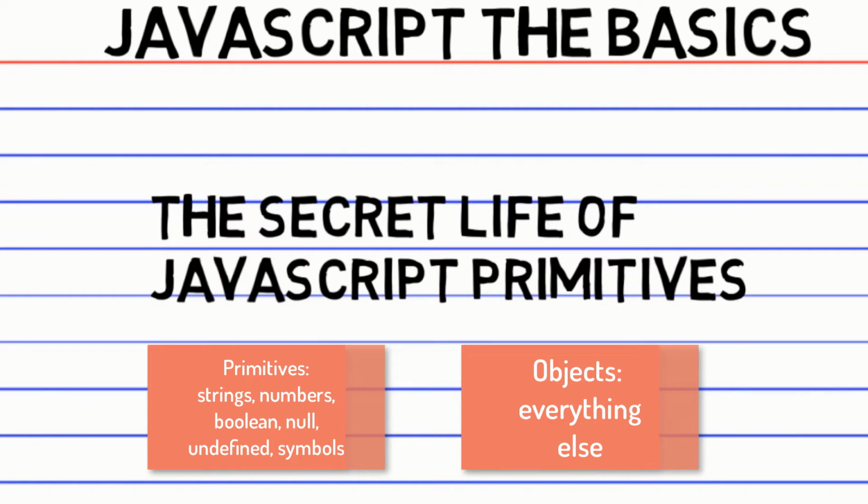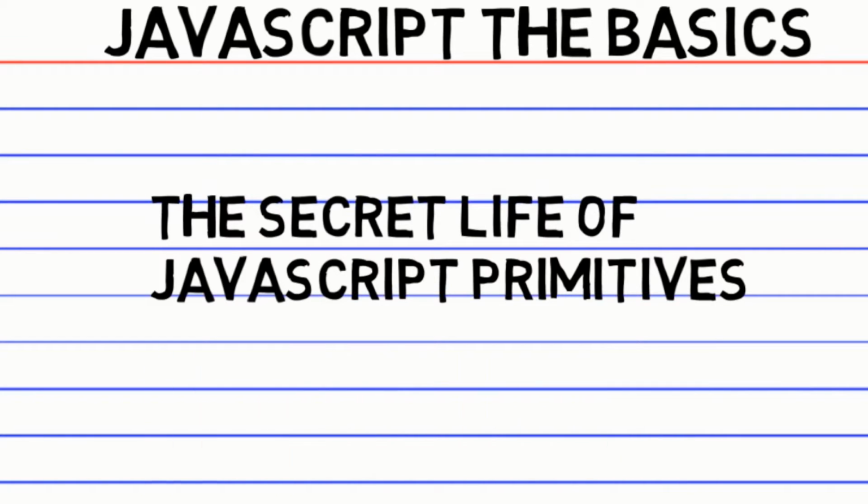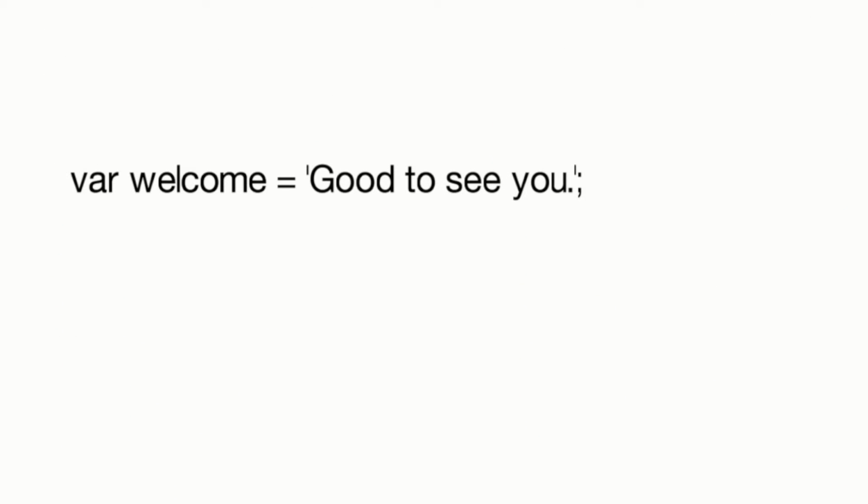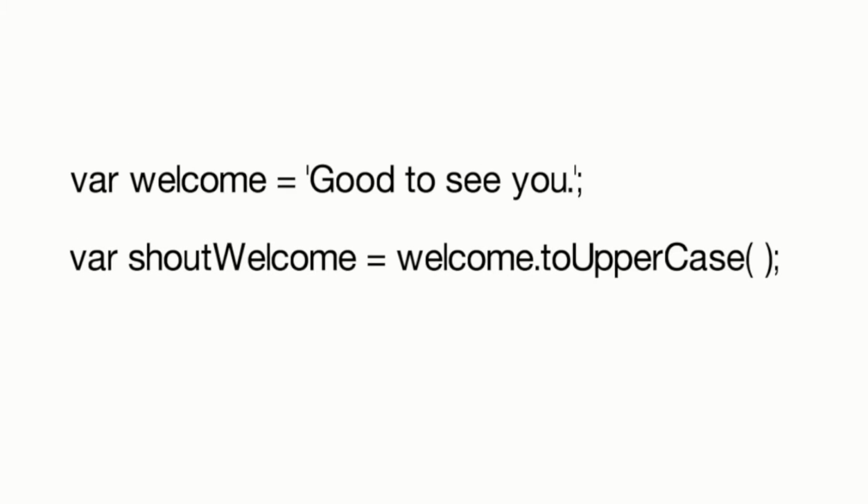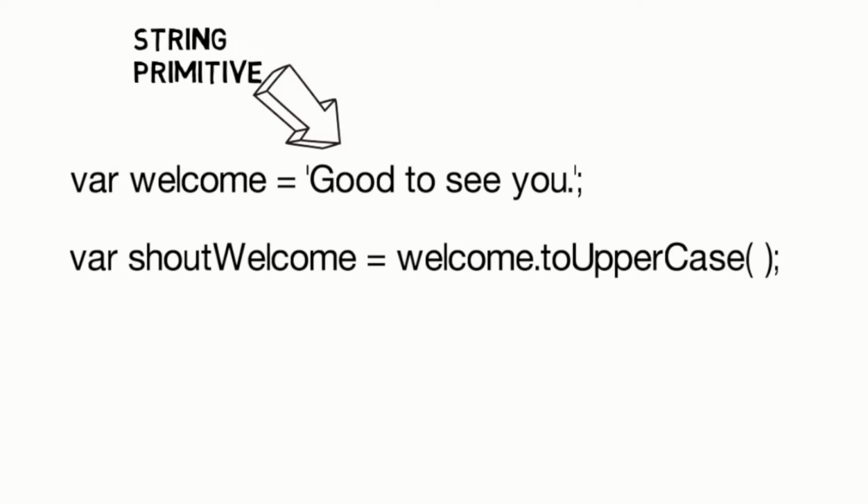But if you have noticed, we have run into several times in which primitives have done what only objects can do. Let's look at the following code. var welcome equals the string "good to see you." var shoutWelcome is assigned the value of welcome.toUpperCase method. The variable welcome is a storage container containing a string of "good to see you." Welcome is storing a primitive.